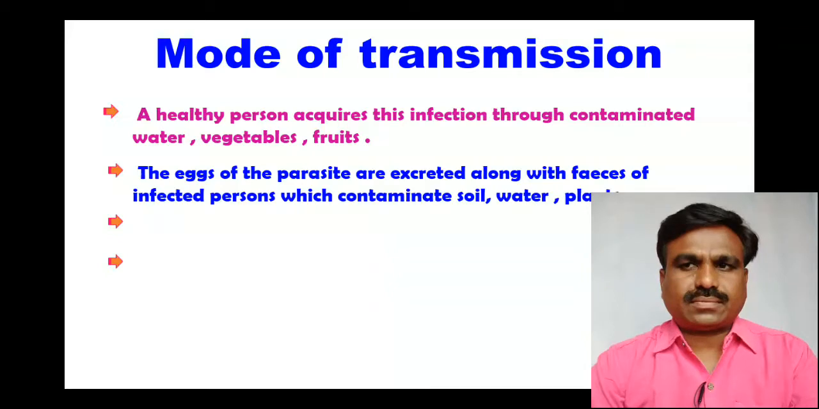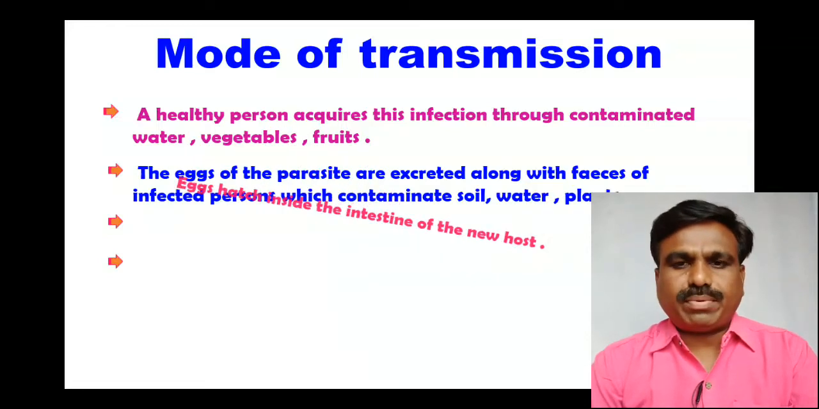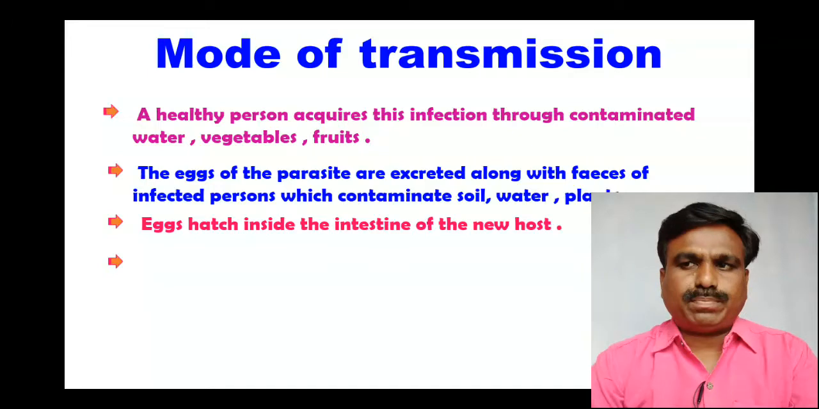Any infected person excretes fecal matter, and this fecal matter contains the eggs of the parasite Ascaris lumbricoides. These eggs are excreted along with the fecal matter of the infected person and contaminate the soil, water and plants. The eggs hatch when they come into contact with a healthy person through the soil, water and plants. The eggs hatch inside the intestine of the new host.